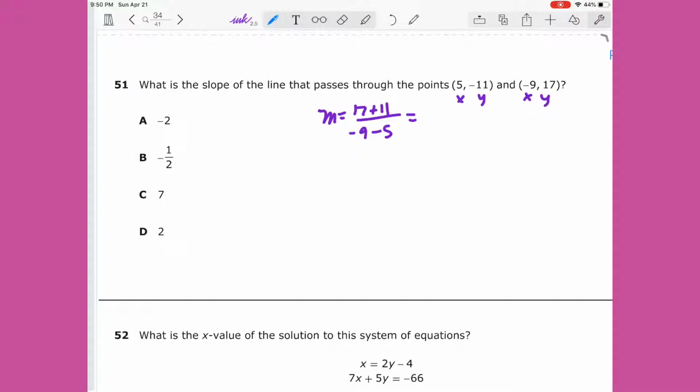17 plus 11 will give me 28. 9 plus 5 will give me 14. So 28 divided by 14 will give me 2. So m is equal to 2. And it should be negative 2. And that is our answer choice A, because it should be negative 14.